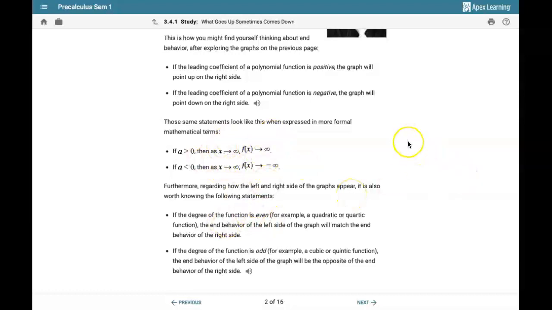positive x direction goes towards infinity, if it's even, then so will the negative x direction. And that's where we have our parabola shapes or our curvy shapes that both end up going up or both end up going down. But if the degree of the function is odd, like a cubic or to the power of third, then they will end up on opposite sides. So one will go up and one will go down. And again, it's all dependent on what your a value is, because your a value determines the right hand side of the equation, and then the left hand side is determined based on that.